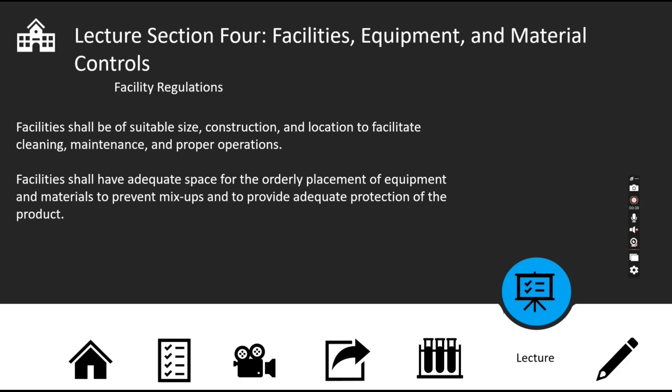So facilities need to be of suitable size and construction for what's going on in those facilities. There needs to be adequate space for the orderly placement of equipment. You're not trying to squeeze things together. You're not trying to make things fit when you don't have quite enough room. Facilities are built to do what they're supposed to do effectively and safely.